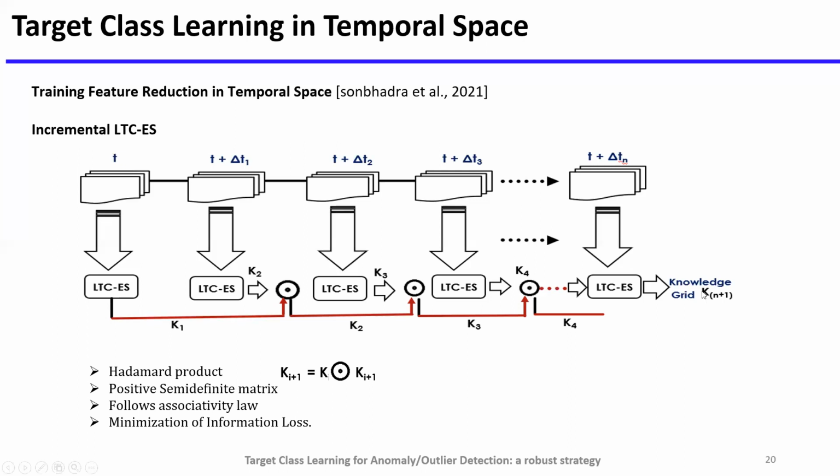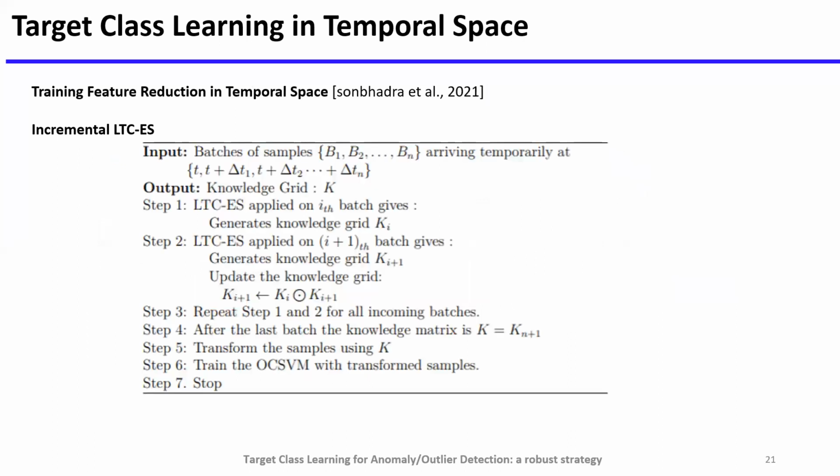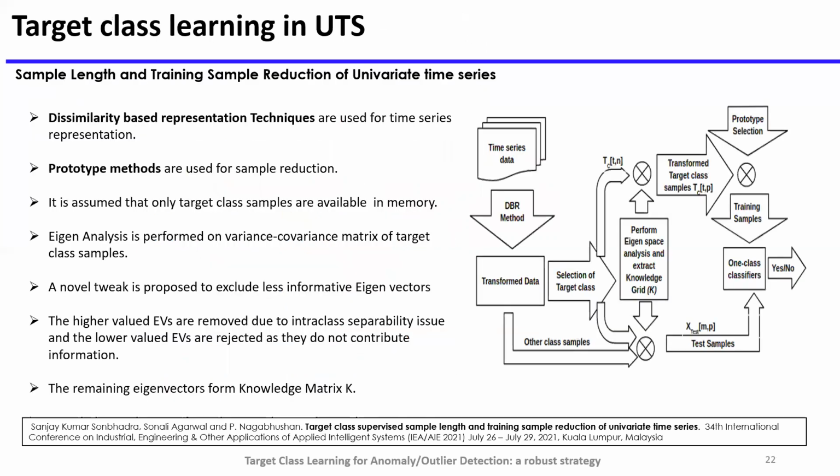So in the last stage, you may have the K_{n+1}, because it's done for n+1 stages. And using this knowledge matrix or knowledge grid, we may transform our features to some lower dimension features. And this is the algorithm. After finding the final knowledge matrix, in steps 4 and 5, the whole samples that have been gathered earlier can be transformed using that knowledge matrix K, and the transformed information can be used to train classical classifiers.